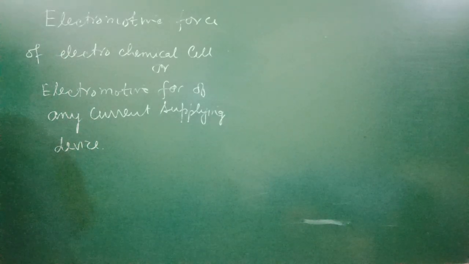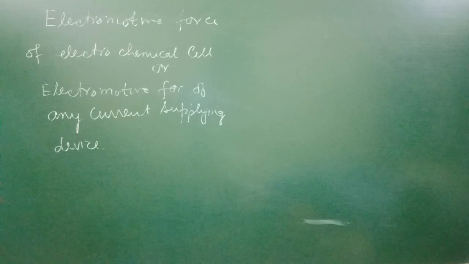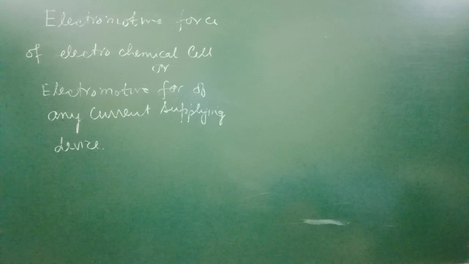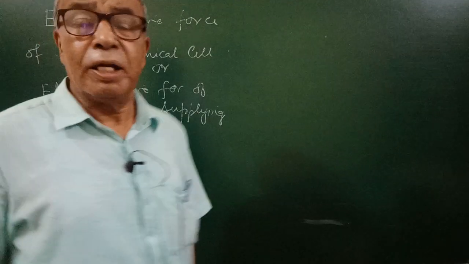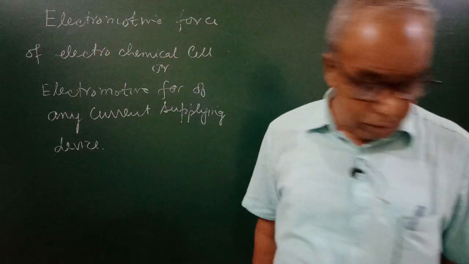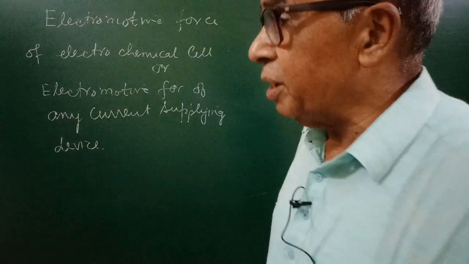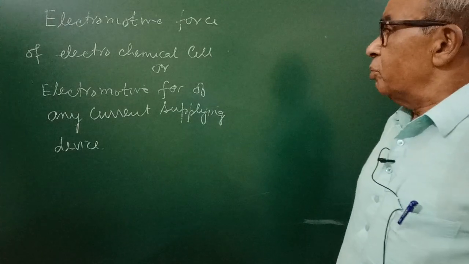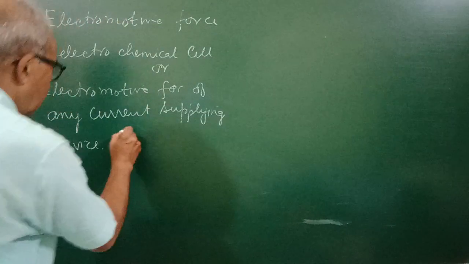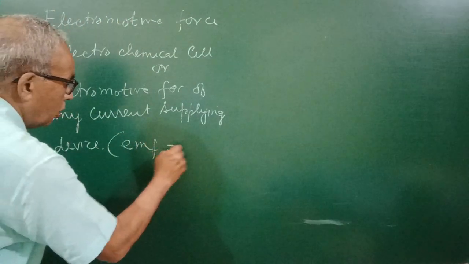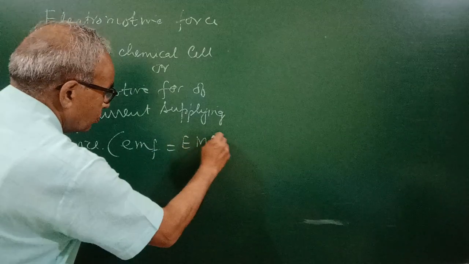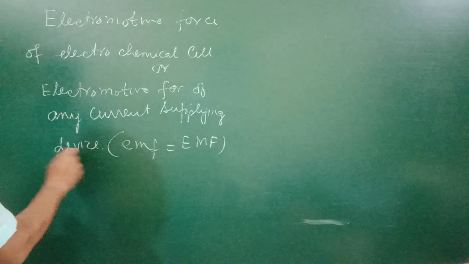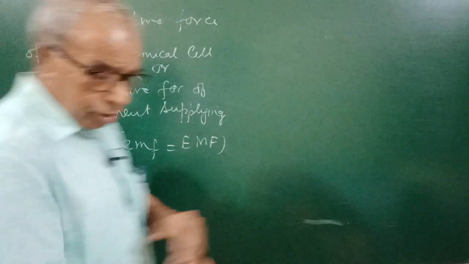Now you might be thinking, a cell is one device which supplies current. What are other current supplying devices? The electric generator, which we are using nowadays, even at home, in factories, in schools, in hospitals. So electromotive force is abbreviated as EMF. People write it like this or like this also. Electromotive force. In fact, this is not a force, this is work done.